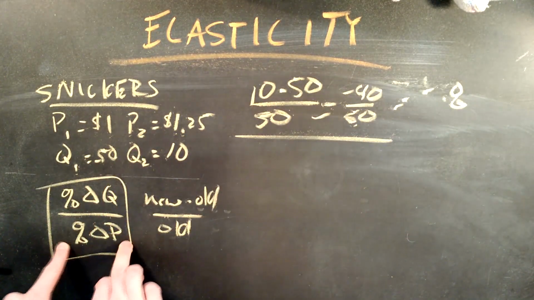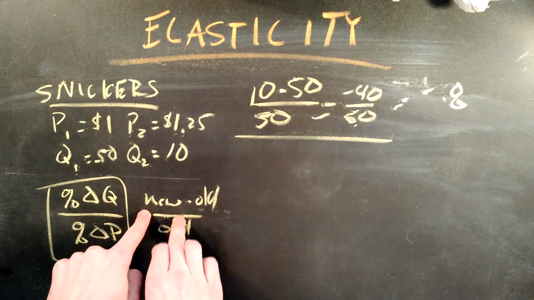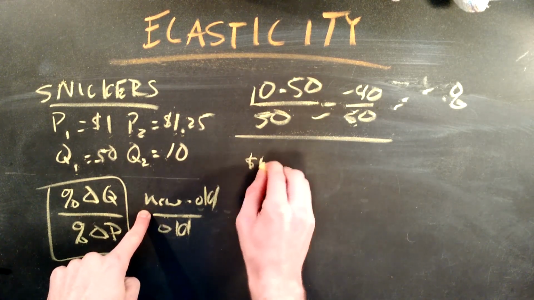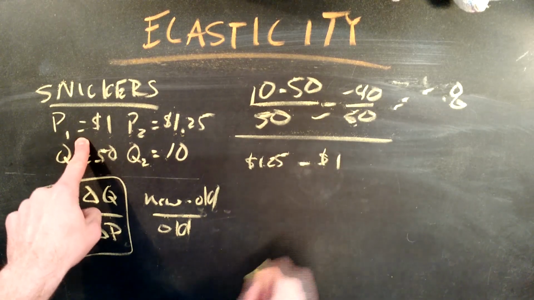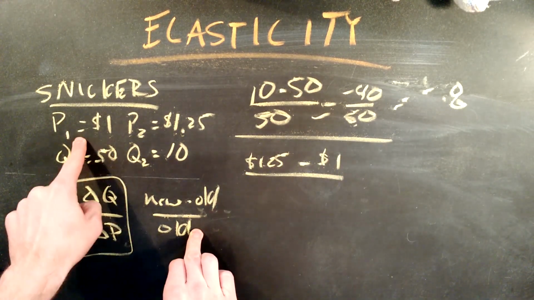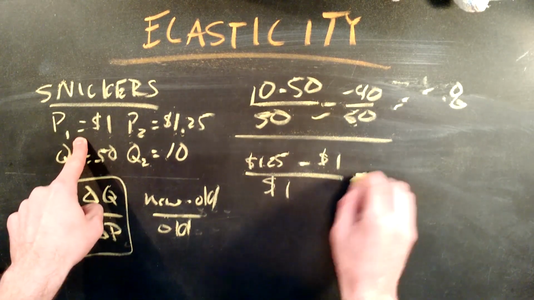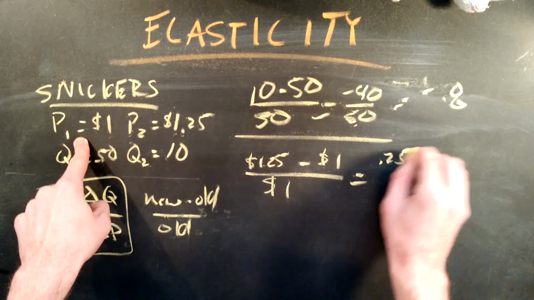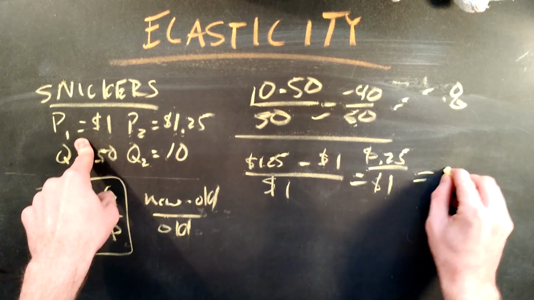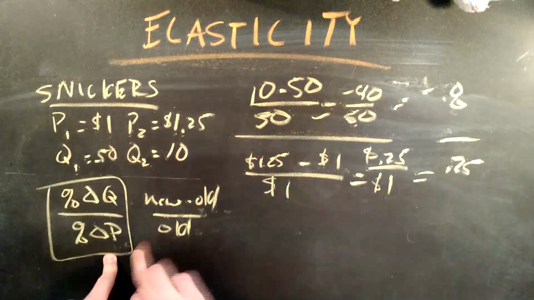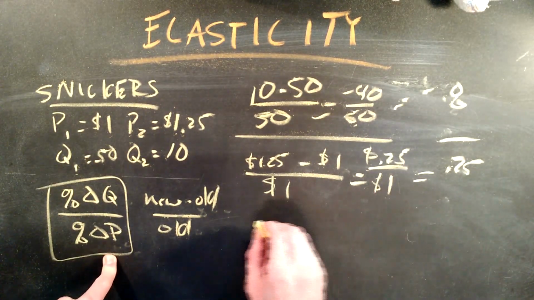Now we need to find percent change in price. The new price, which is $1.25, minus the old price, which was $1, divided by the old price, which was $1. We get 0.25 or 25 cents divided by $1, and that's going to equal 0.25. Percent change in price, 0.25.